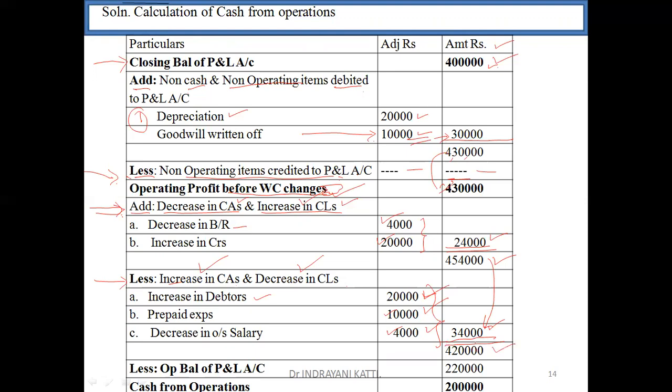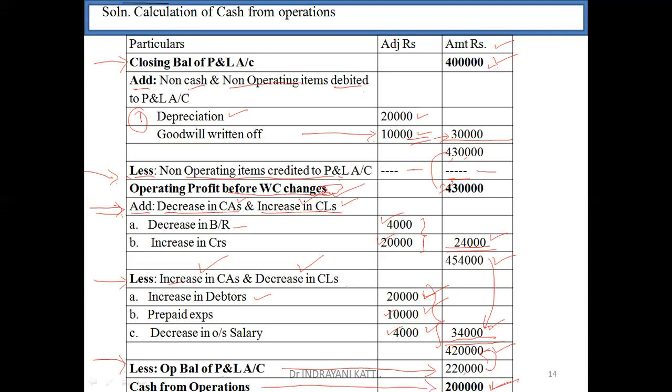What is it now? After doing the adjustment of working capital changes, that is increase and decrease in the current assets and current liabilities, we derived the operating profit as rupees 4,20,000. There is one more step. What is it? The last step, less what we are deducting here, opening balance of profit and loss account. How much is it? Opening balance of profit and loss account is 2,20,000. When we deduct 2,20,000 from 4,20,000, the net operating profit we derive, that itself is called cash from operations. Cash from operations is rupees 2 lakh.